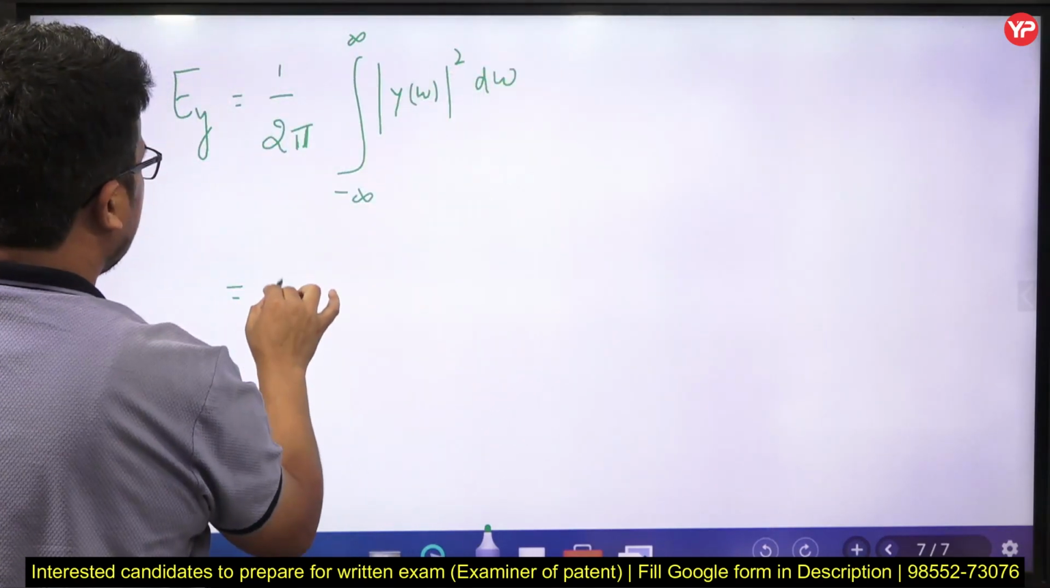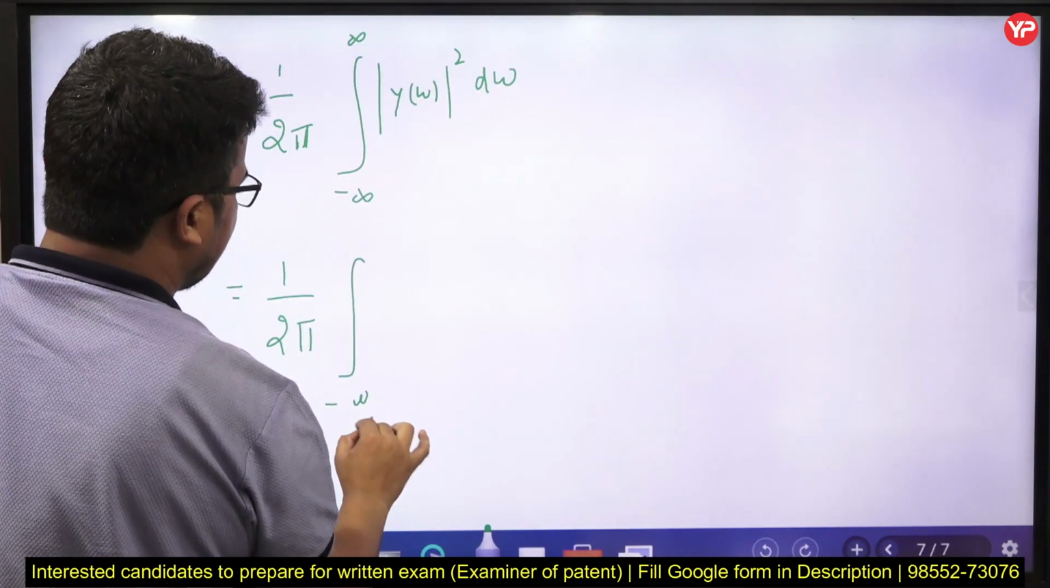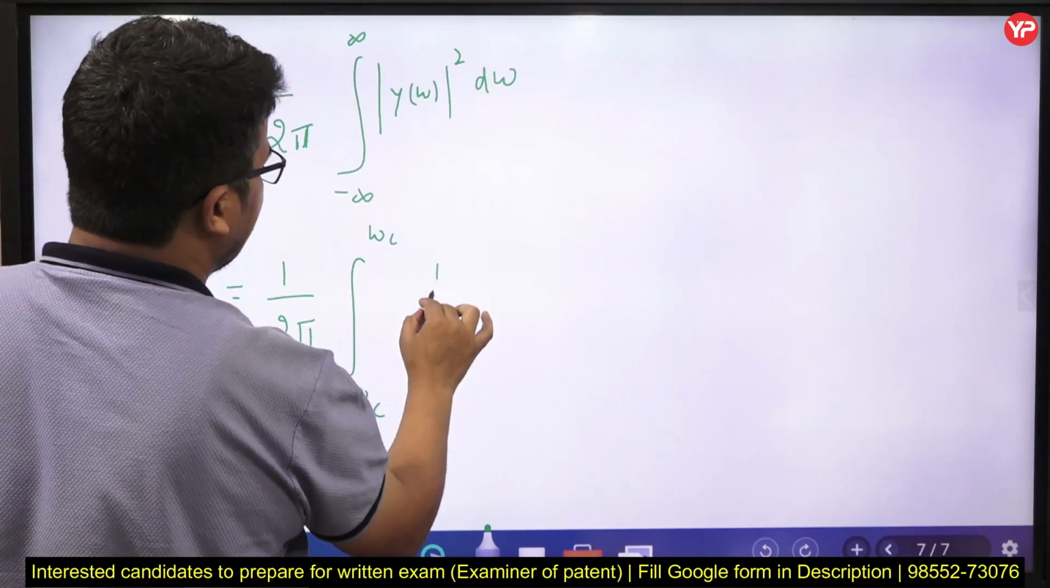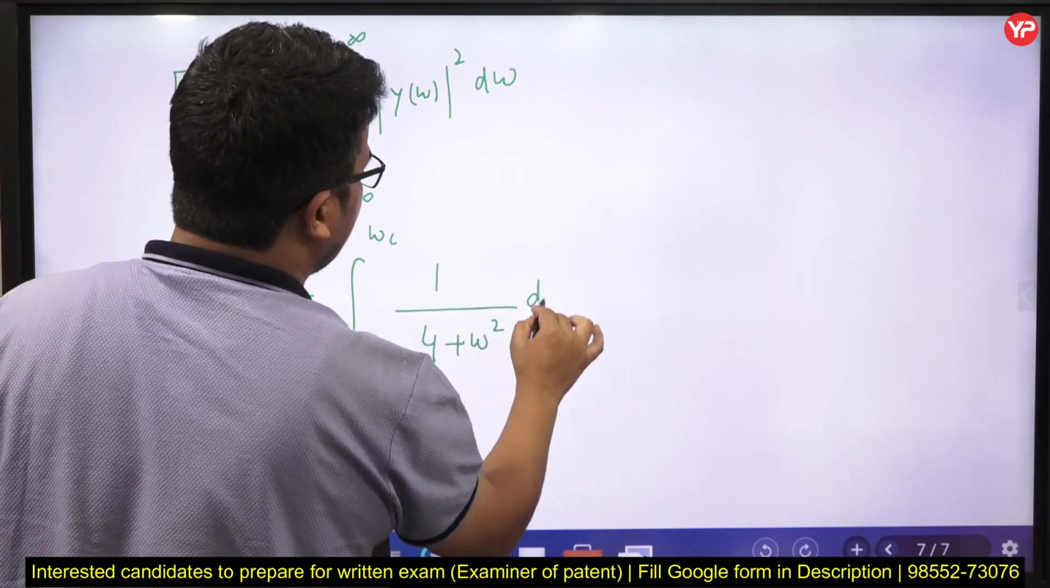So guys, can I solve it? 1 upon 2 pi, the integration will run from minus omega c to omega c. I will end up getting 1 upon 4 plus omega squared and d omega. Why?